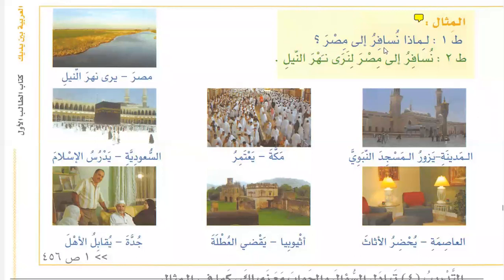Nusafiru means we are traveling or we travel. Yusafir means he travels. Then yara means he sees. Nara means we see. So ya means he and na means we. Yara, he sees; nara, we see.